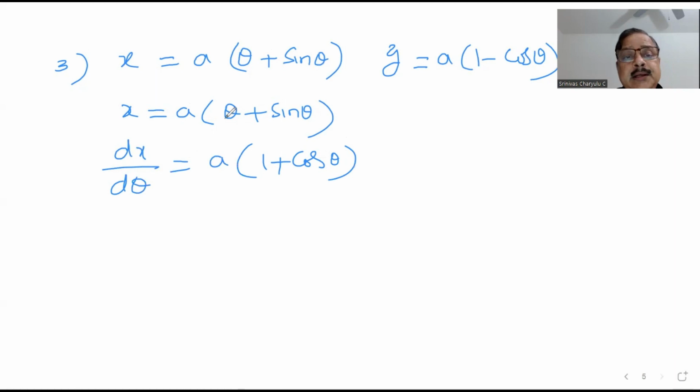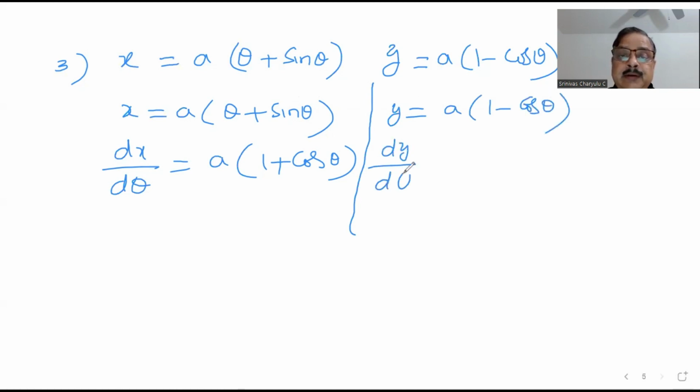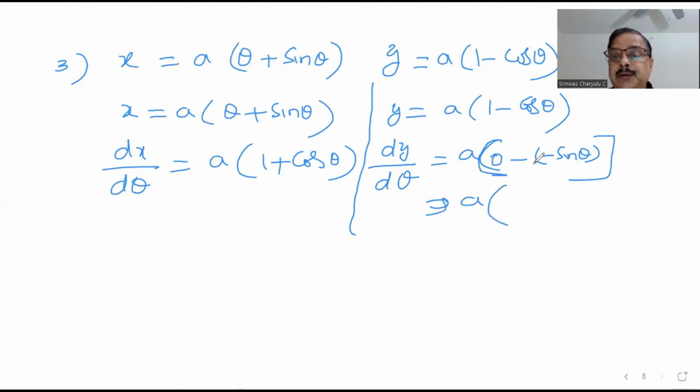Theta differentiation is 1. Sin theta differentiation is cos theta. Why is theta differentiation 1? Because here you are differentiating theta with respect to theta. That is why it is 1. Here you are differentiating sin theta with respect to theta, so sin theta differentiation is cos theta. That is the thing here. So here y is equal to a into 1 minus cos theta. So again differentiation of y with respect to theta: 1 differentiation is 0, minus cos theta differentiation is minus sin theta. So a, open the bracket, 0 ignore, minus into minus plus sin theta. So this is nothing but a sin theta.